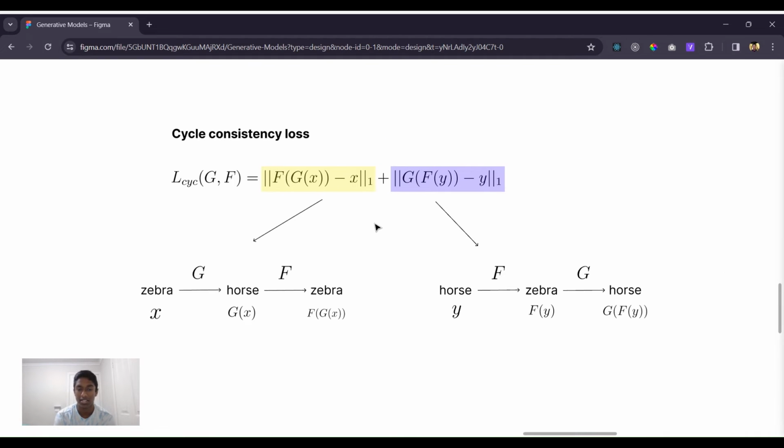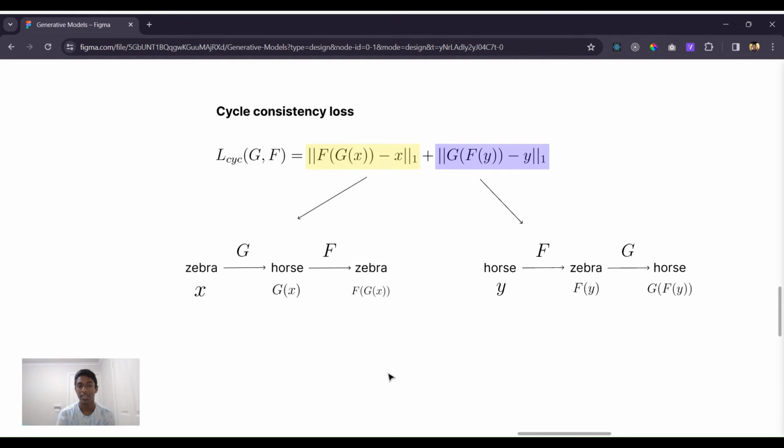And the same goes for the reverse case, from horse to zebra to horse. If we start with the horse image y, we pass that through the F generator, we get F of y, and then we pass that through the G generator, we get G of F of y. So we would want these two images, y and G of F of y, to be similar. By subtracting them, calculating the mean absolute error, and minimizing that error, we can ensure that they are similar.